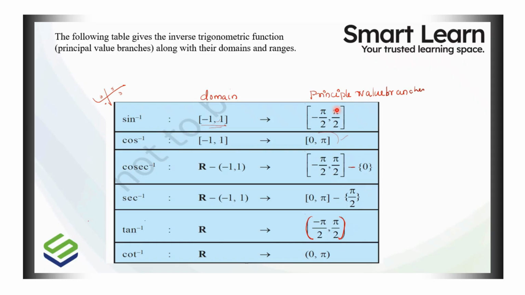Okay children, in all these we are taking the principal value branch only. They have so many values, but we will set this limit, like -pi by 2 to pi by 2.